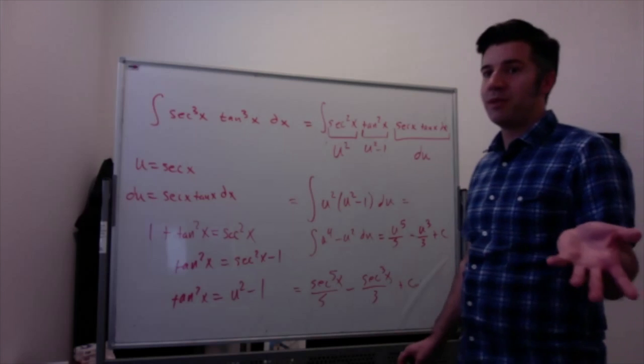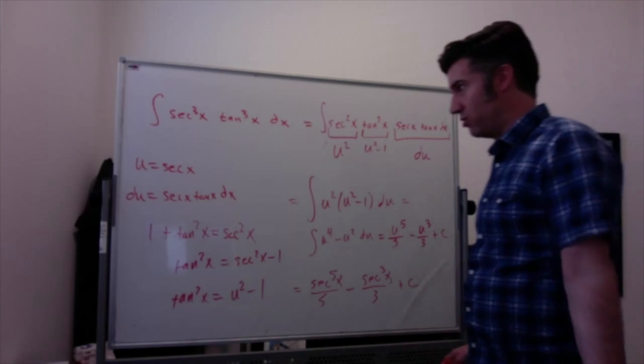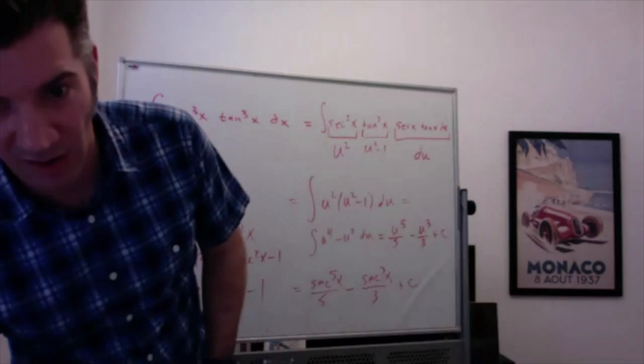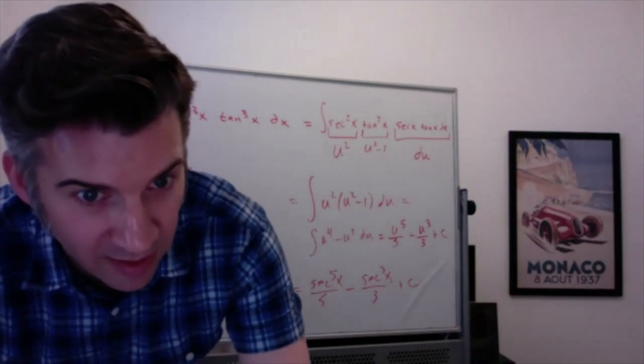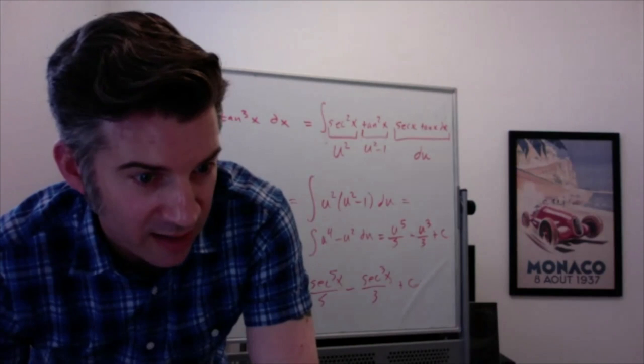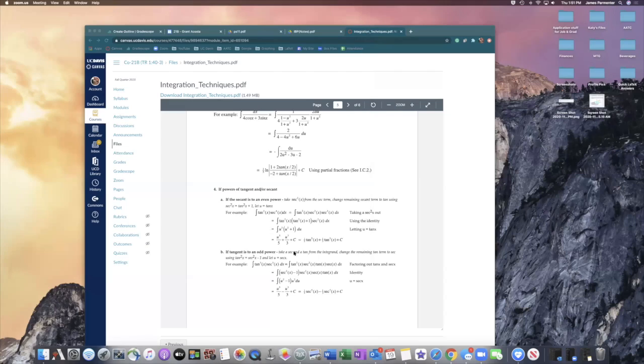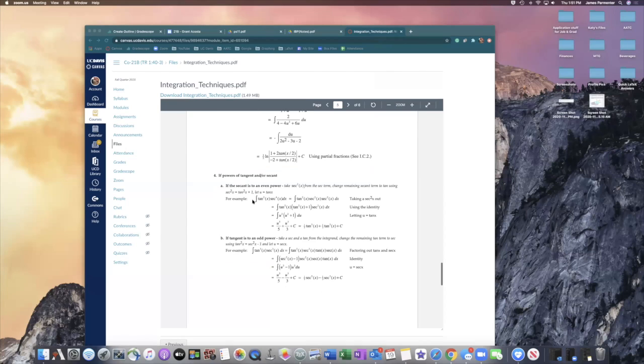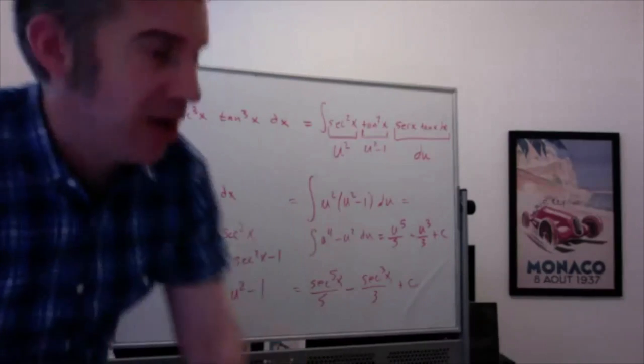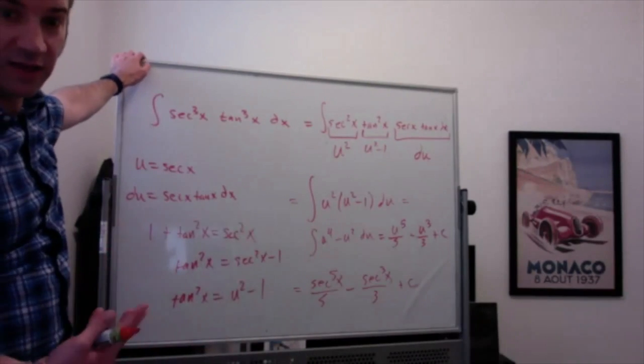So there is kind of a way of writing the rules. I never remember what they are. If you look back at the handout, let me share my screen for 1 second. If you look at the handout, it says if secant is an even power, you're essentially going to let u equal tangent. If tangent's to an odd power, you're going to let u equal secant. I can never remember that. I feel like that's impossible to remember. So instead, I just kind of try and think through.